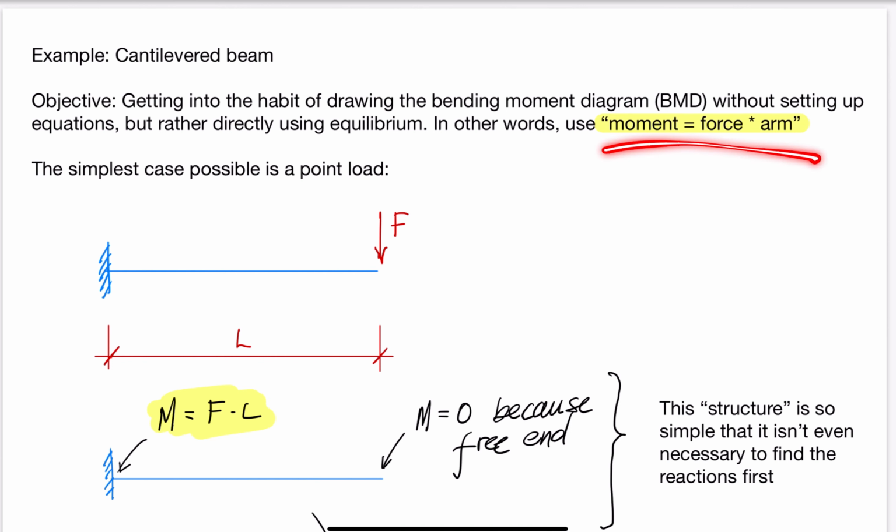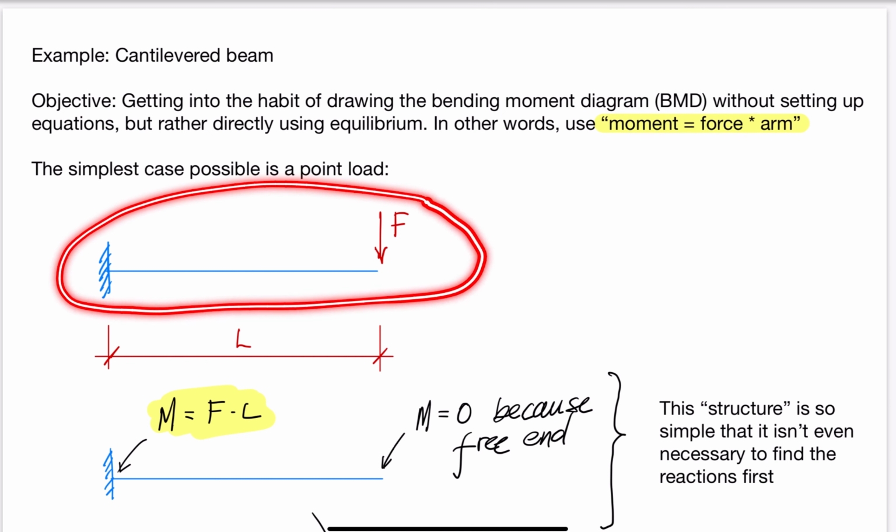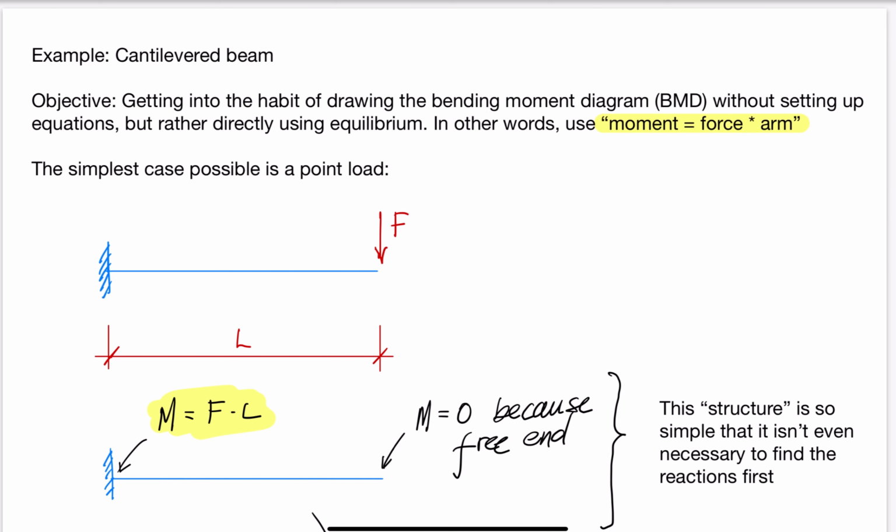This example is sufficiently simple for us to skip the calculation of reaction forces. Instead, we determine the bending moment at the two ends of this beam. On the right-hand side, the moment is 0 because this is a free end. On the left-hand side, the bending moment is F times L, which is simply force times arm.